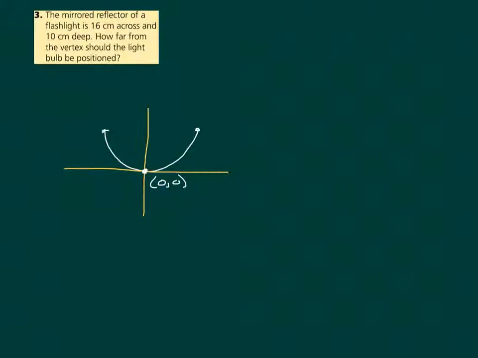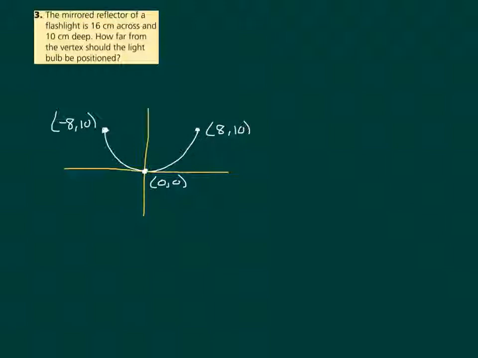That means I know this point here is 8, 10. This point here is negative 8, 10. The 10 should make sense. The 8, though, maybe not as much. We know it's 16 centimeters all the way across. We know the y-axis is right in the middle. So 8 this way, 8 that way. So negative 8, 8 for a total of 16 centimeters across.